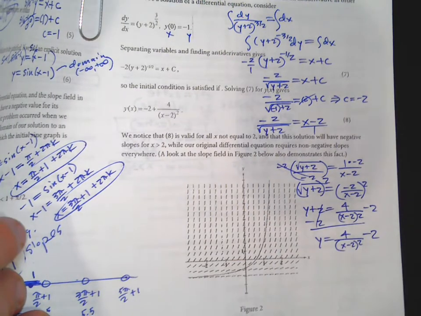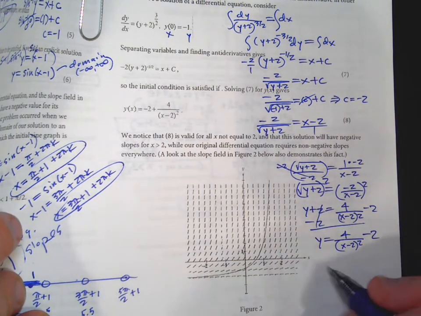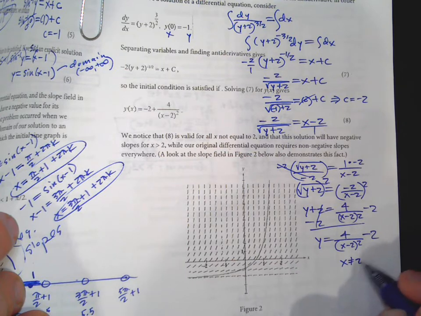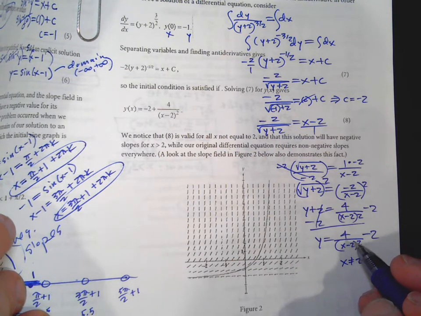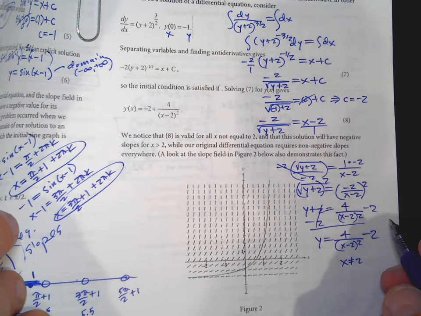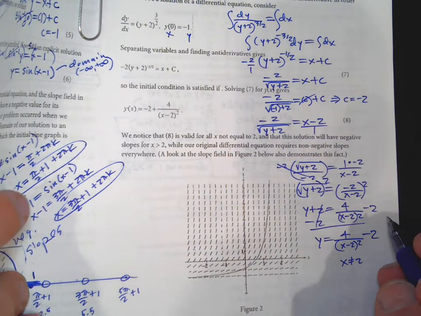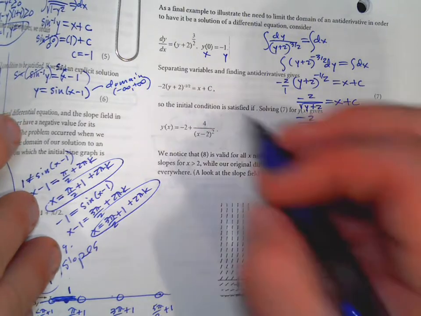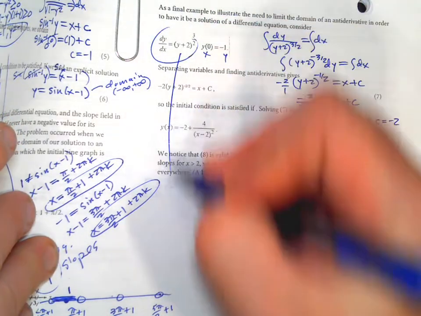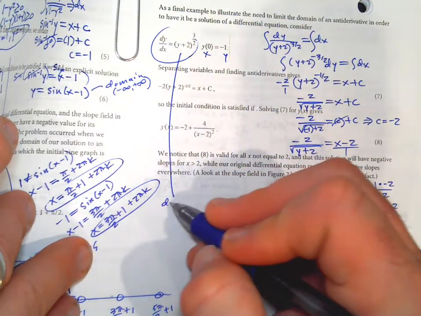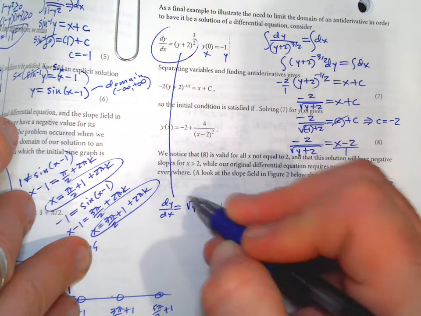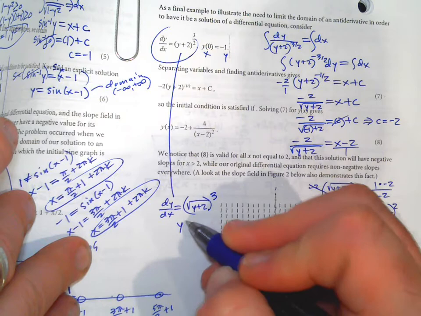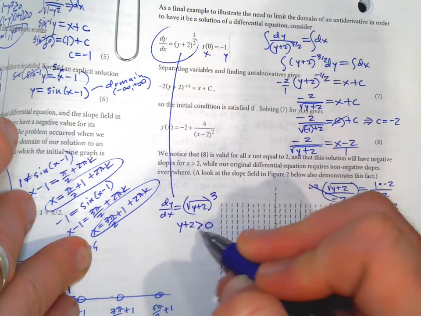Now, domain-wise, x cannot equal 2 just from this, a vertical asymptote, okay? But we have another issue also. We have to look up here at our derivative, dy dx, which is the square root of y plus 2 cubed. So y plus 2 has to be greater than or equal to 0.